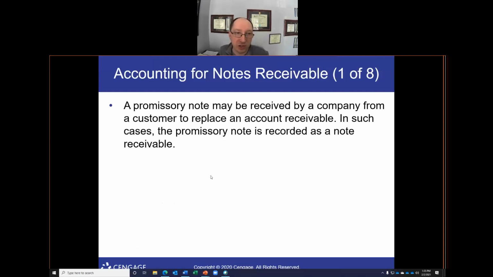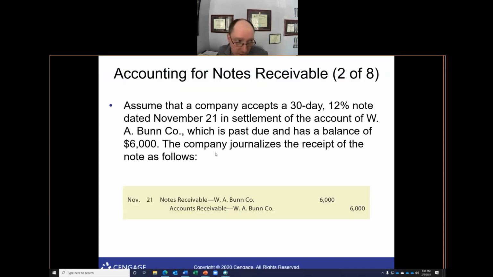When we account for notes receivable, a promissory note may be used by the company to replace an accounts receivable. In other words, sometimes the company will convert a customer's accounts receivable into a notes receivable in the event that it comes past due and they're having trouble paying, so we'll turn it into a short-term loan. It happens from time to time. In this example, we have a company that owes us money, so we converted their account receivable to a note receivable.